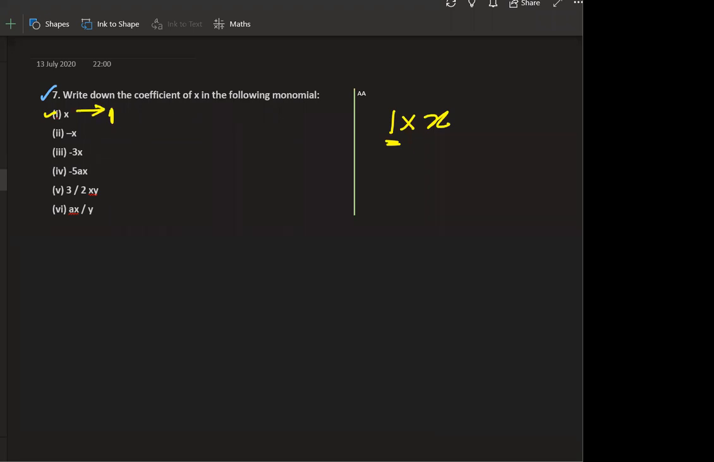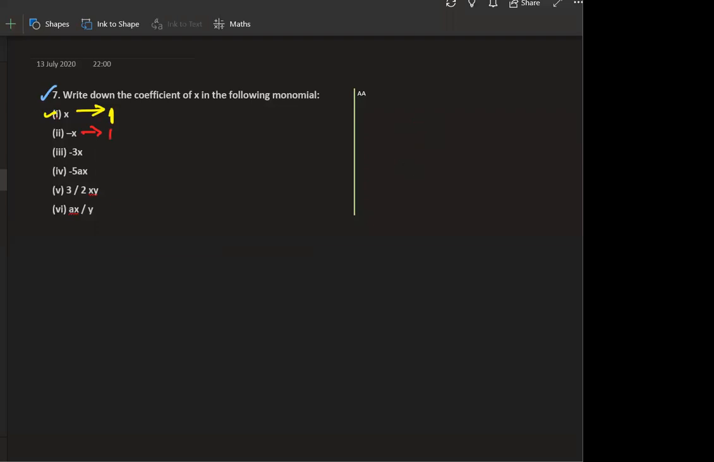Now, what is the coefficient of x in minus x? In minus x is actually minus 1 into x. So what is the coefficient of x? So remove x. What will you be left with? You will get only minus 1. So the coefficient is minus 1. Now what is the coefficient of x in minus 3x?